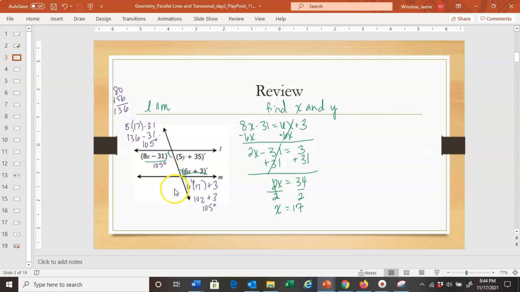Now it's kind of up to you where you want to go from here. These are same side interior or consecutive interior. We know those are supplementary. This is a linear pair. We know those are also supplementary. So let's do 105 plus 5y plus 35 equals 180. Now here we go. We're back to algebra, right? Combine like terms. 105 plus 35 is 140.